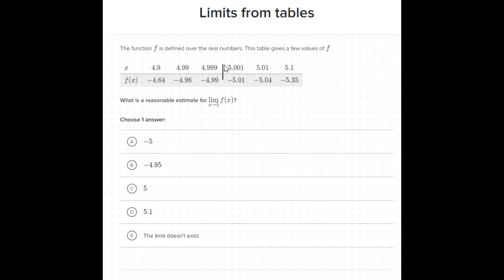So we would place 5 around here on the table. But we don't know the value for it. So as x is 4.9, 4.99, 4.999, this is getting closer and closer to 5. So y starts out at negative 4.64. So this is an inaccurate graph, but here are 4.9, 4.99, 4.999, and 5.01, 5.001, and 5.1. So, let's say negative 4.64 would be around here.